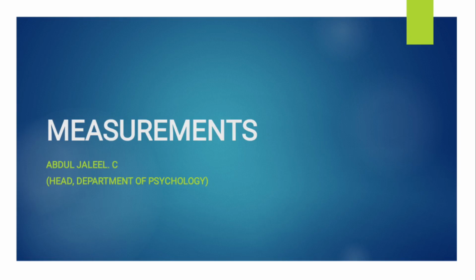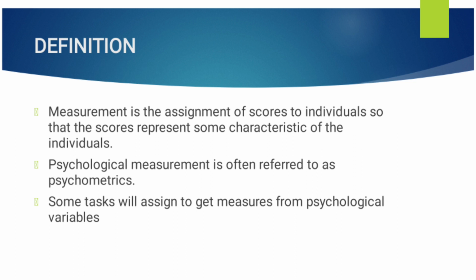Today we are going to learn a new topic in psychology, measurements in psychology. There are different types of measurements that we can use in psychological settings. We can measure some psychological characteristics. As for the definition, measurement is the assignment of scores to individuals so that the scores represent some characteristics of the individuals.